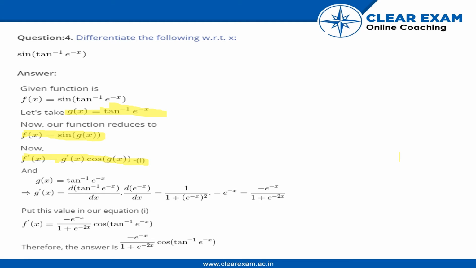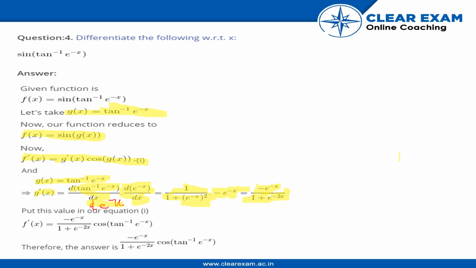Now, take the equation g(x) equals tan inverse e to the power minus x. Hence, we get g dash x equals d by d(e to the power minus x) of tan inverse e to the power minus x into d by dx of e to the power minus x, which is equal to 1 by 1 plus (e to the power minus x) square into minus e to the power minus x, which is equal to minus e to the power minus x whole upon 1 plus e to the power minus 2x.